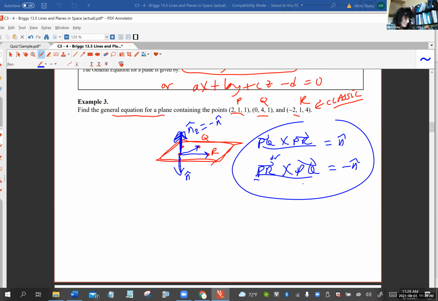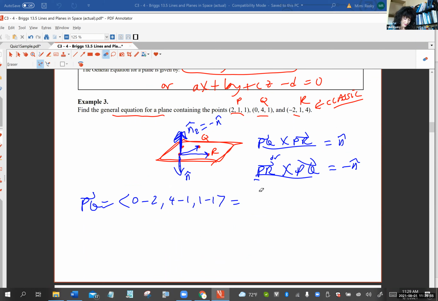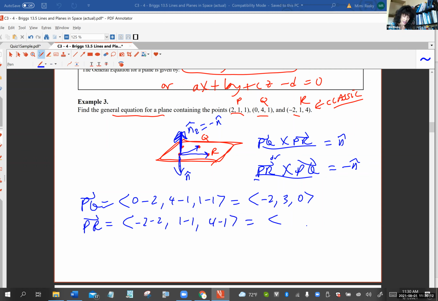Okay. So let's take a look at forming these vectors. PQ, using our knowledge of terminal minus initial, is angular brackets 0 minus 2, comma, 4 minus 1, comma, 1 minus 1, terminal minus initial every time. Then do the arithmetic. I get <-2, 3, 0>. Okay, there's PQ. PR, terminal minus initial: -2 minus 2, 1 minus 1, 4 minus 1. Do the arithmetic. I get <-4, 0, 3>.